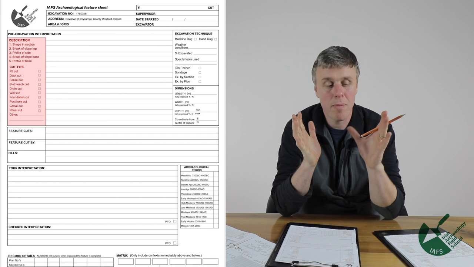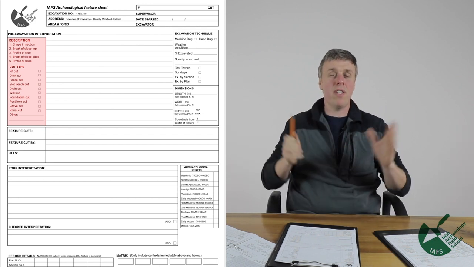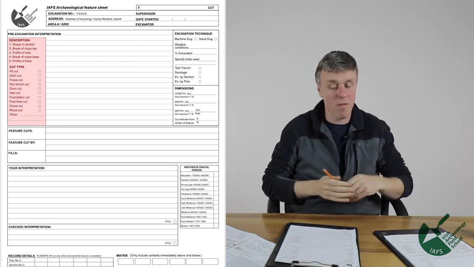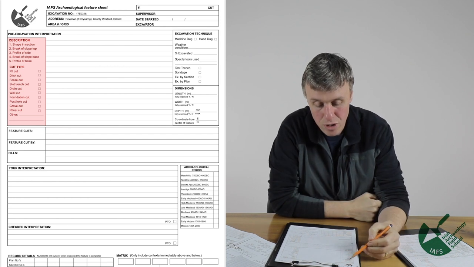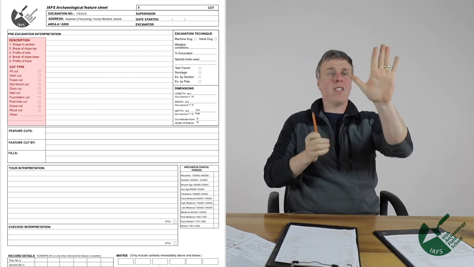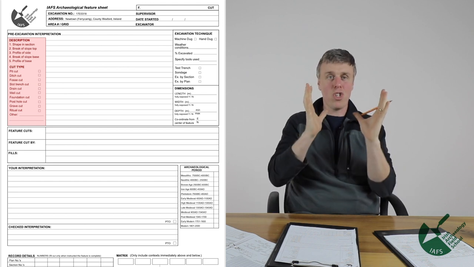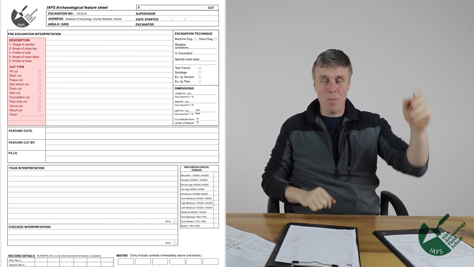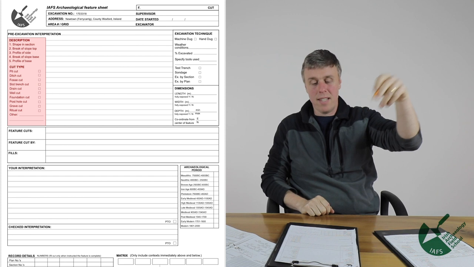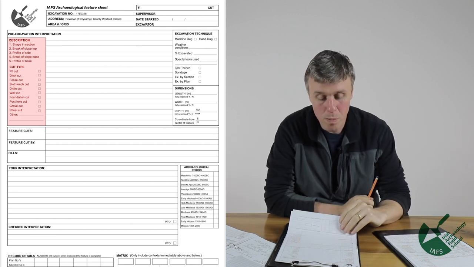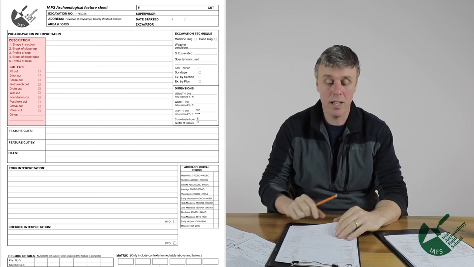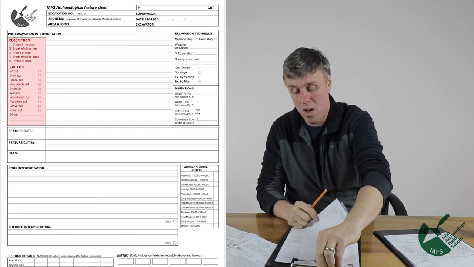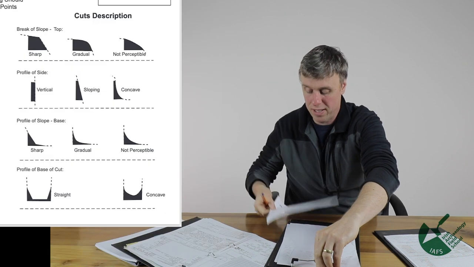They're asking you to describe the shape of the cut. If you think of a cut as a cavity, it's the shape of a physical ditch or of a pit or of a post, something that has been cut, dug into the ground, okay? So the shape and section, when you look at it at the side, is it U-shaped or what sort of shape is it? U is obviously the most common, but if you think of a ditch, what shape is it in section, okay? The break of slope at top, the profile of the side, the break of slope of the base, and the profile of the base are all explained on the back of the sheet.